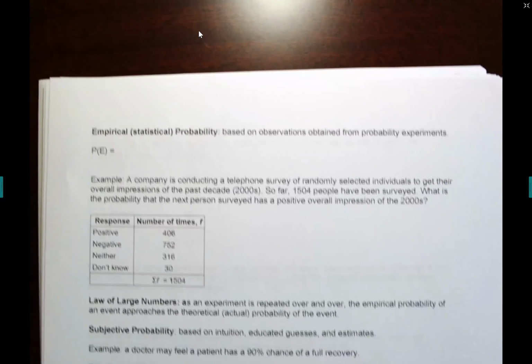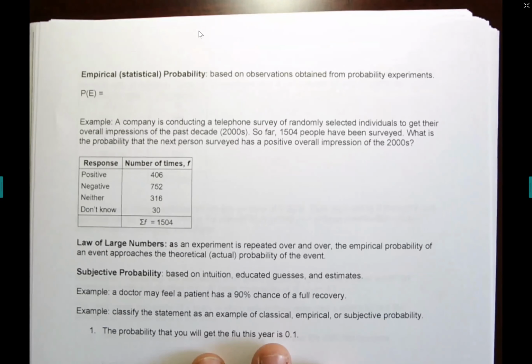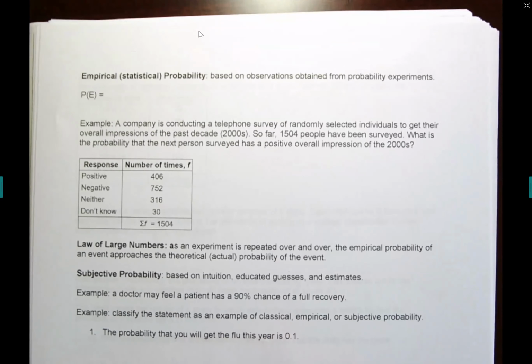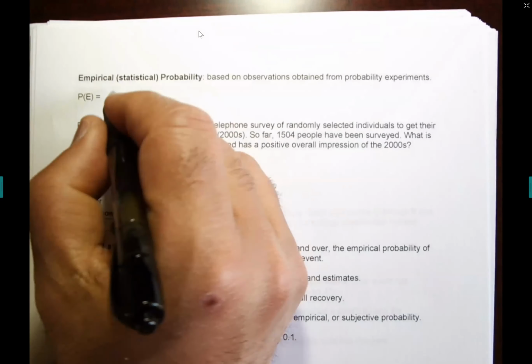Now, there is another definition of probability using frequency tables. I'm going to put the definition and show you how to use it. It's very easy.